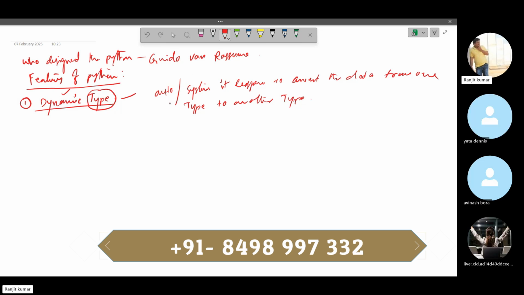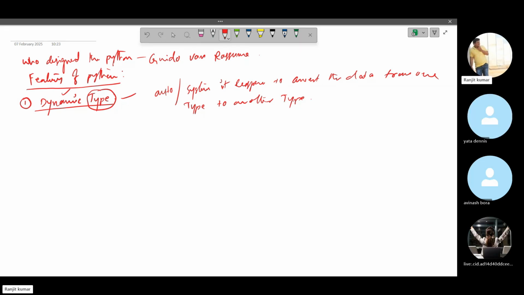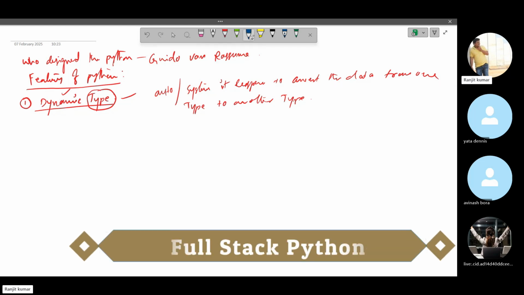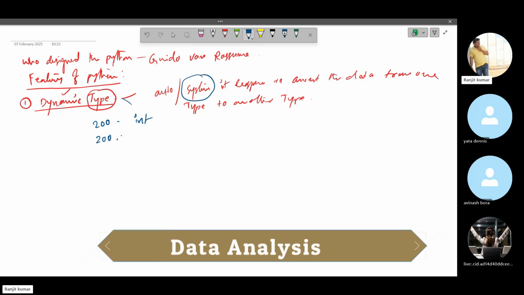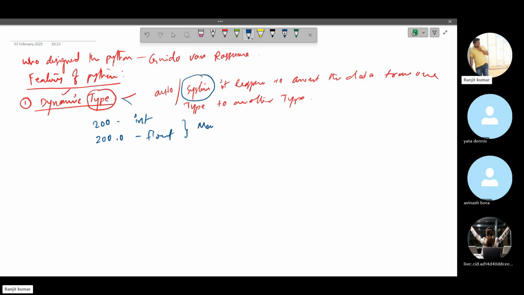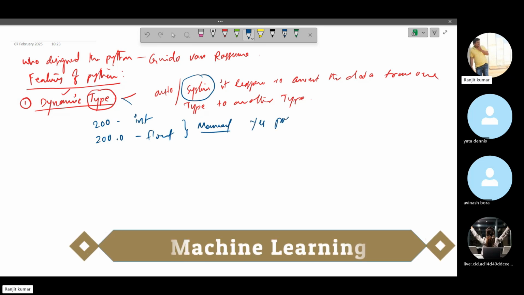Sir, is there any way we can manually convert the type of the data? For example, I have given a data 200. This is an integer type. I just want to convert it into a float type of data, manually. Is it possible? Yes, of course, it's possible.